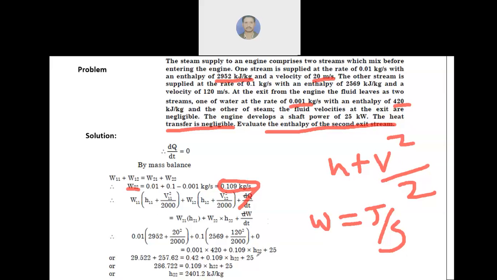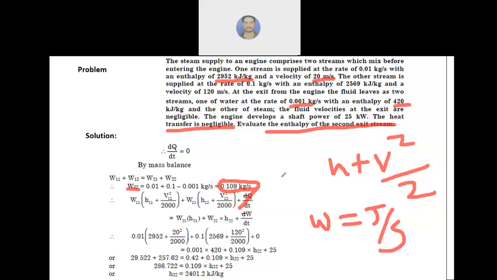Now, after putting in all the things, you will finally get H22, which is the desired quantity you need to calculate. Very simple problem. First, you did not know the exit mass flow rate, but you needed it, so you did the mass balance and calculated the exit mass flow rate of the second stream. Then you wrote this expression. Here the work done is given as power in kilowatt, so you have to get everything in kilowatt. H11 is given in kilojoule per kg, but you want it in kilowatt.